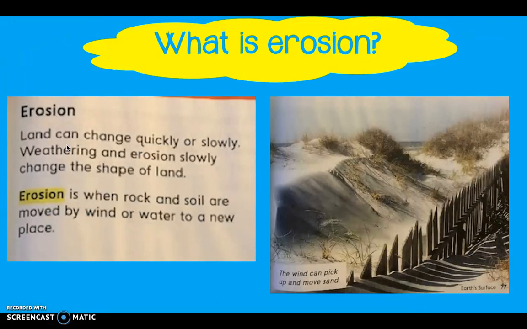We're going to start with what is erosion. Now we know land can change quickly or slowly. Weathering and erosion slowly change the shape of land. Erosion is when rock and soil are moved by wind or water to a new place.